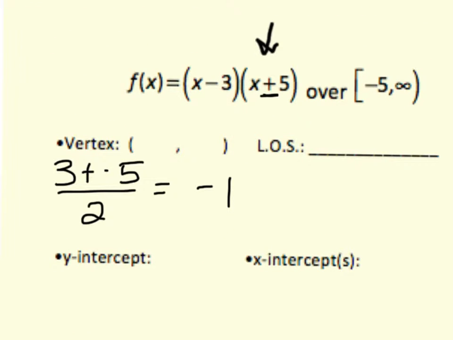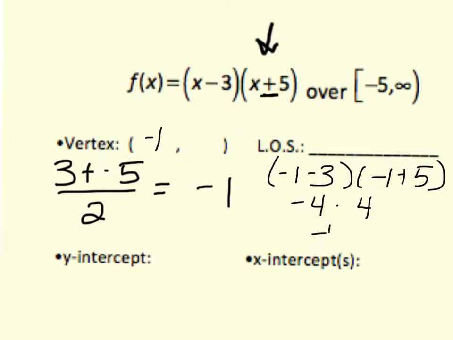So that's your x-coordinate over here, and now I'm going to substitute that back in. So negative 1 minus 3 and negative 1 plus 5. So this is going to be negative 4 times 4, which is negative 16. So that's going to be the vertex point there. So your line of symmetry is going to be x equals negative 1.